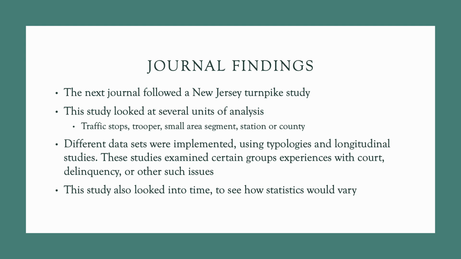The next study that we looked into followed a New Jersey Turnpike study. This study looked at several units of analysis, such as traffic stops, small area segment, station, and county. Different data sets were implemented using typologies and longitudinal studies. These studies examined certain group experiences with court, delinquency, and other such issues. This study also took into account time, and they did this to see how statistics would vary.